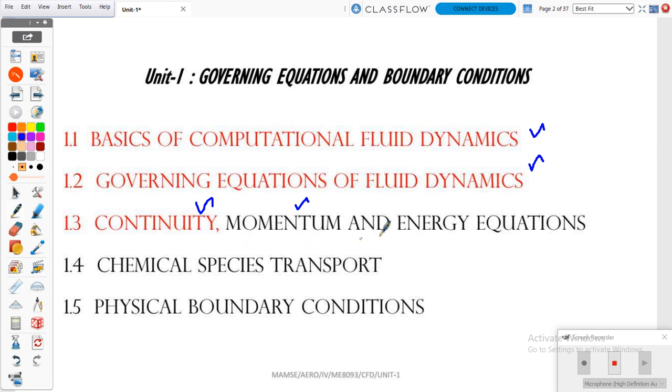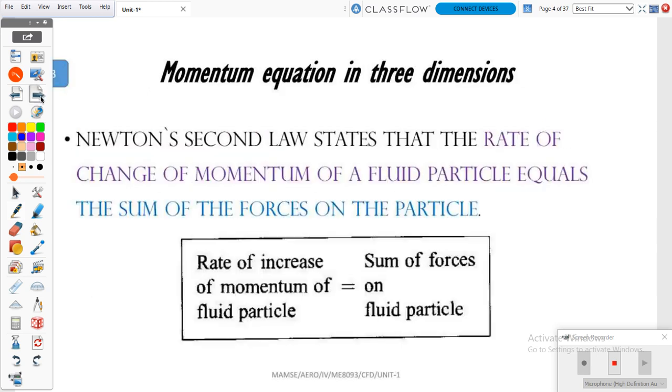In our first unit, the important derivations are the continuity, momentum and energy equations. We can't take all the derivations in a single class, it will totally lead to confusion. That is why I am splitting them: the continuity equation in a single class, the momentum equation in a single class, and the energy equation in a single class. So we have entered into our today's topic, that is the momentum equation.